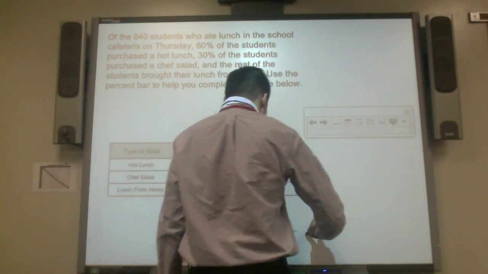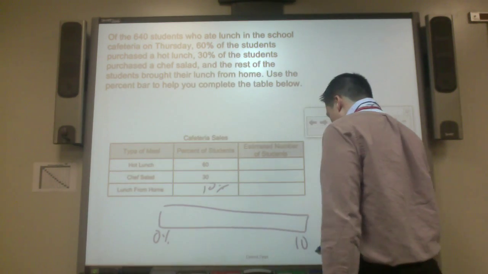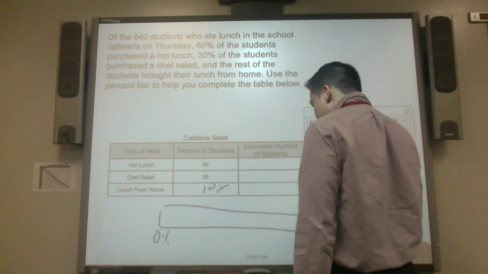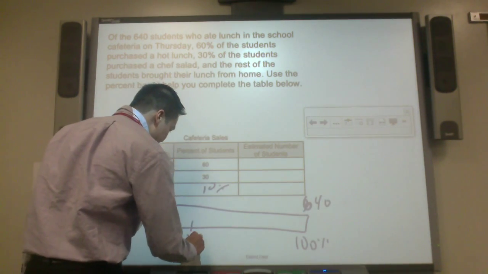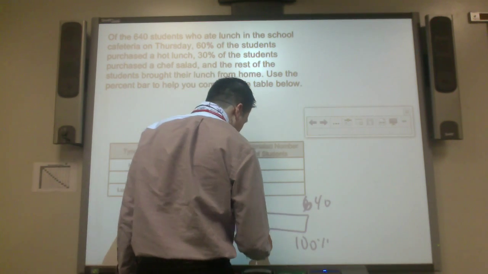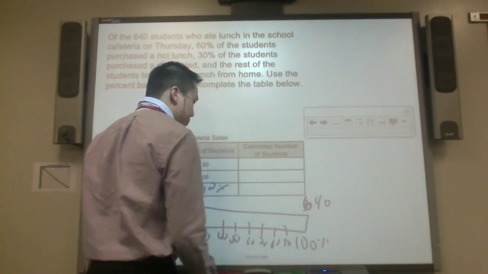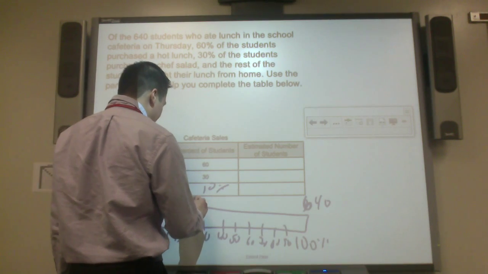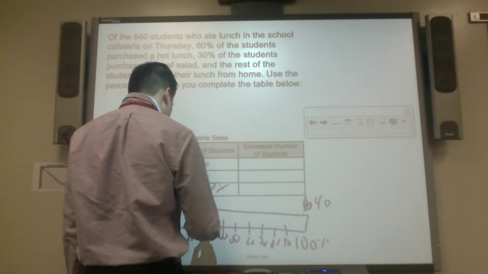So we know it goes from 0% to 100%. We know that there are 640 kids and 0 kids here. If I break it up by 10%, that's 10 parts, right? So what is 640 broken up into 10 parts? 64 for every 10%. So 64 again would be 128, and so on.